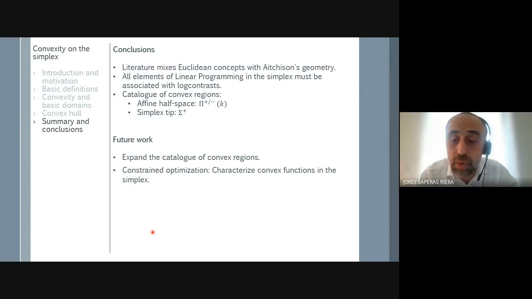We have seen some examples of convex sets. And the basics are the half space and the simplex tip. The work that remains to be done is to expand the catalog of convex regions, and I ask you for suggestions. And to study and to characterize the convex functions in the simplex in order to progress in the study of the convex optimization.